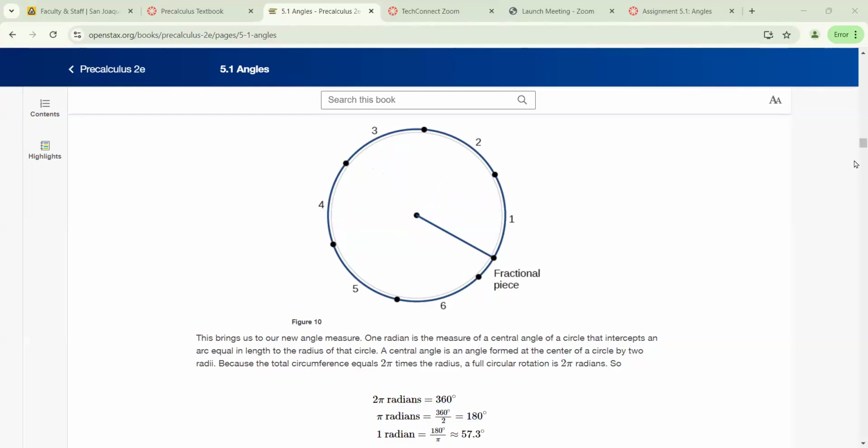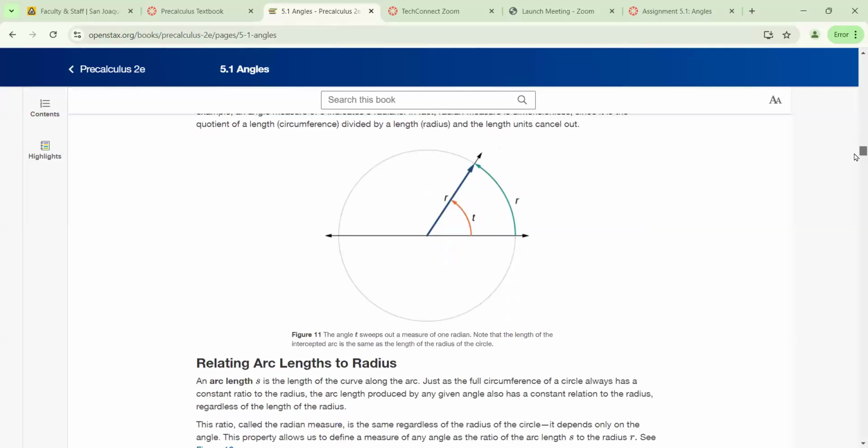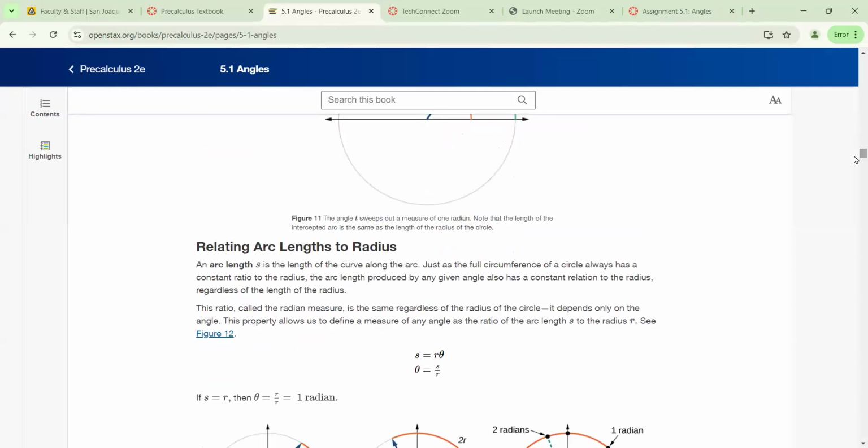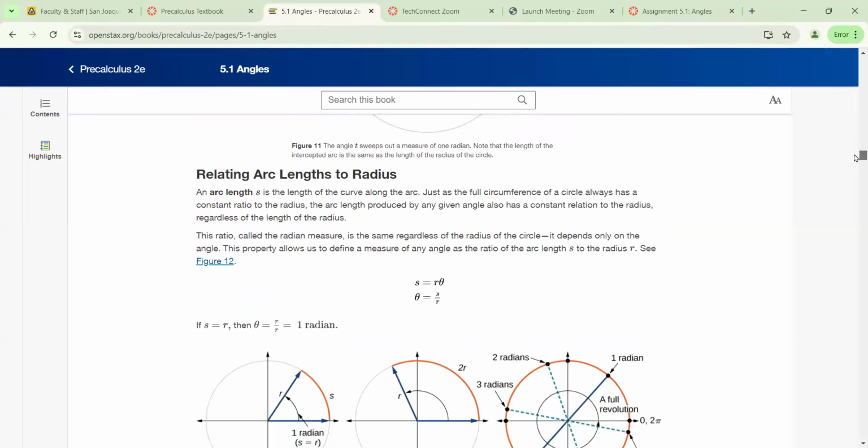So taking forward from here, this will be used in conversions of radian to degree and degree to radian. And this is the formula we will be using to find the arc length. S is equal to r theta. R stands for the length, the radius, and theta is the angle spanned.